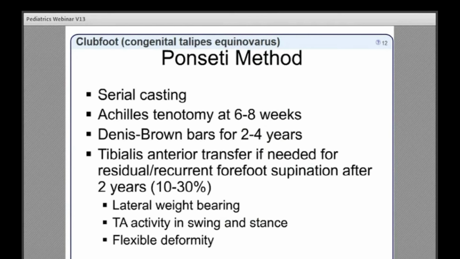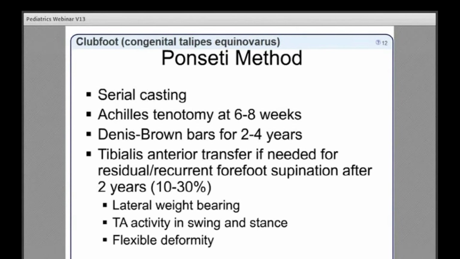Tibialis anterior transfer is a common procedure. It is necessary in 10 to 30% of patients who have feet that are treated in this method for recurrence, and typically occurs after the age of about 2, in the age range from 2 to 5 years.